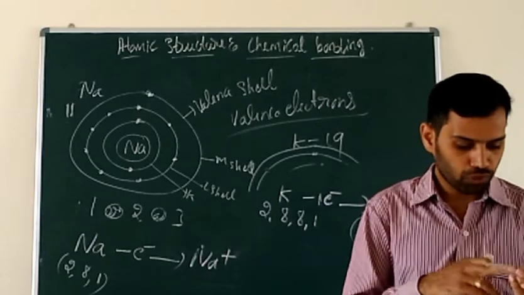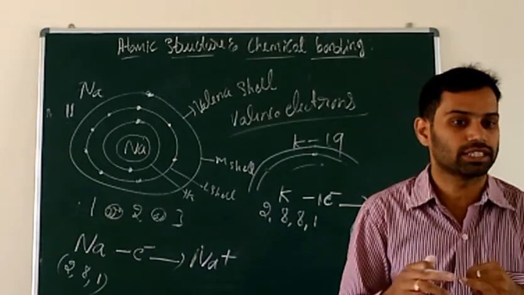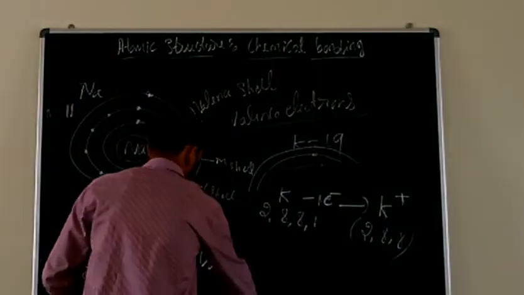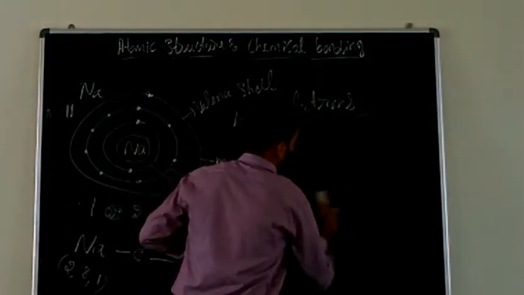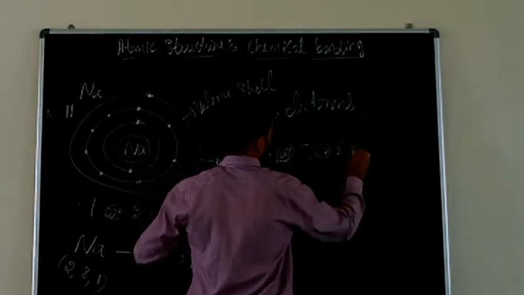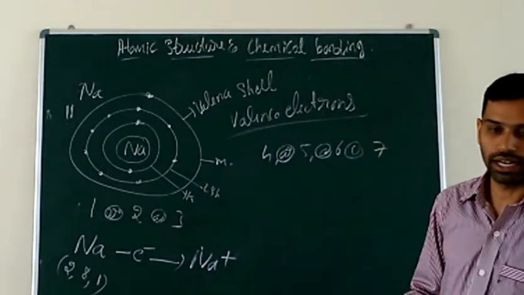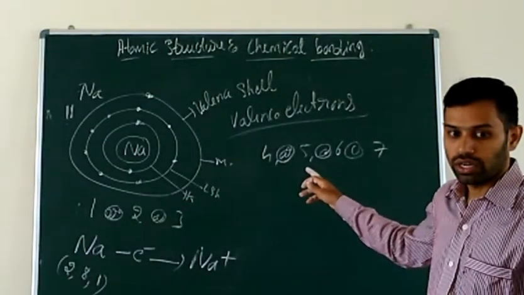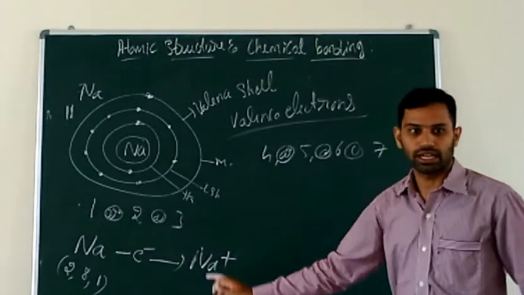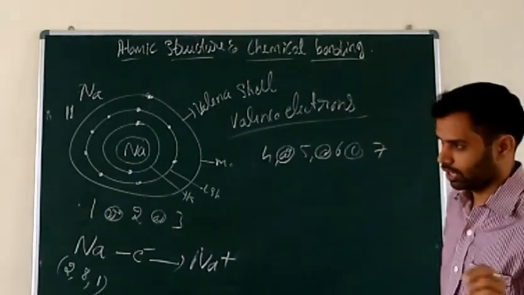The elements which have 4, 5, 6 or 7 electrons in their outermost shell are considered as the non-metals. They are considered as the non-metals. Okay, non-metals. So for example, chlorine.